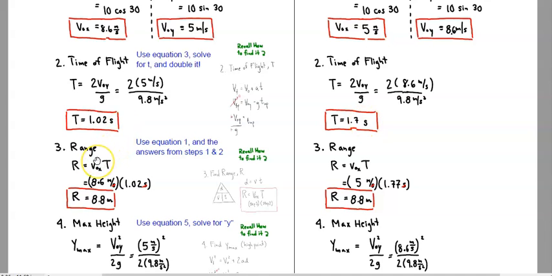Now let's do step 3 and find the range. Range is equation 1 with the answers from steps 1 and 2. Range is Vox times t. Vox for the 30 degree launch was 8.6. 8.6 times 1.02 gave you 8.8 meters. And the range for the 60 degree launch was still Vox times t, which was 5 times 1.77 seconds, which gave you 8.8 meters. You will get the exact same range for complementary angles.